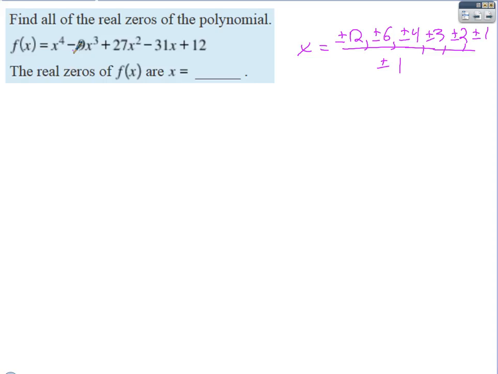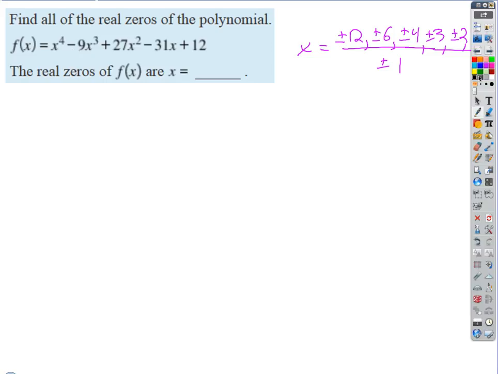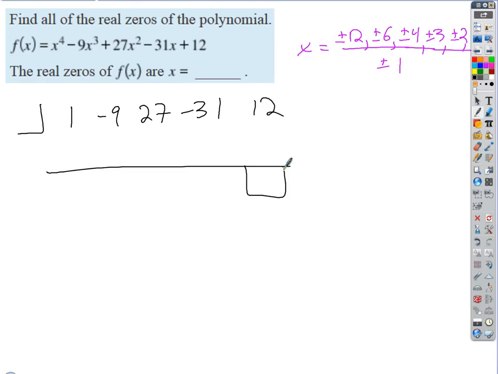So let's try this. Set up our synthetic bracket. Let's see, so our coefficients are 1, -9, 27, -31, 12. What do you want to try? Well, let's try the easy ones first. Let's try 1 and -1. Right, those are always the easiest. Okay, so let's just try.